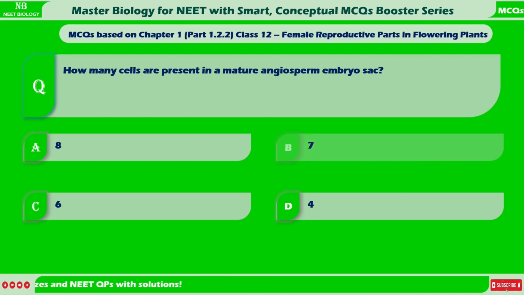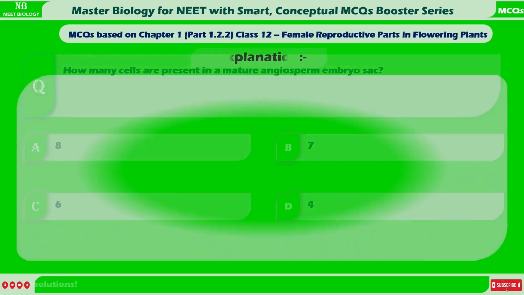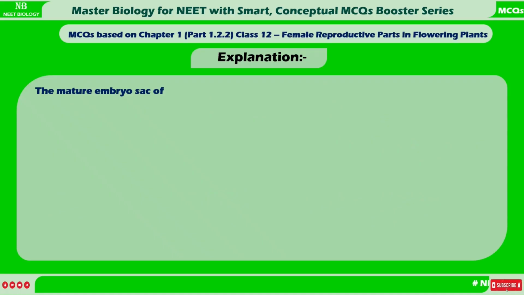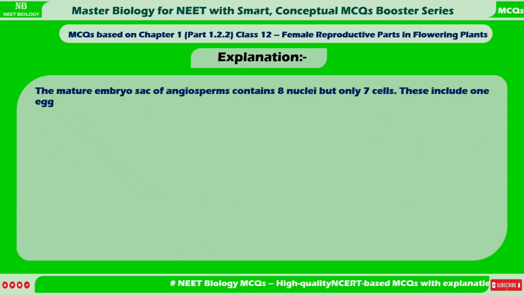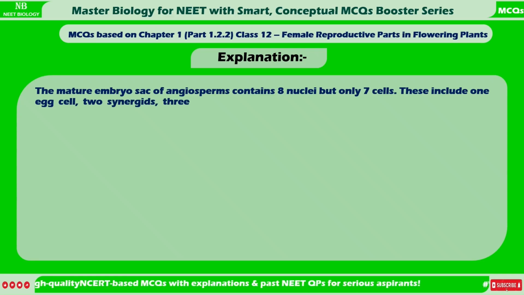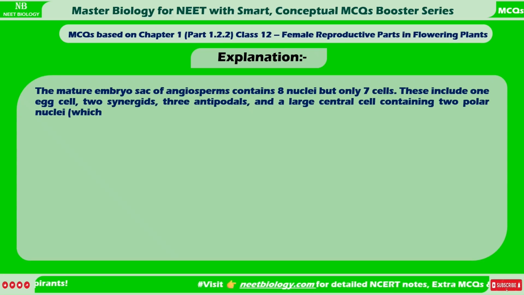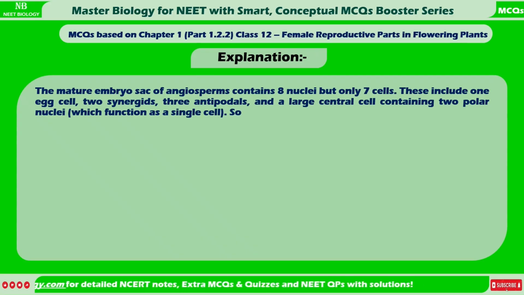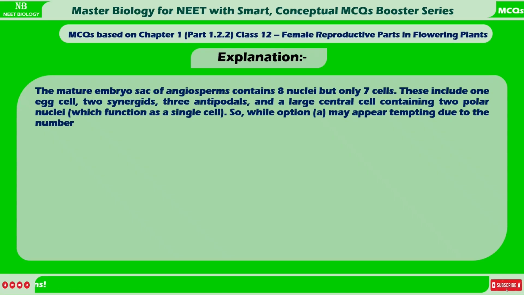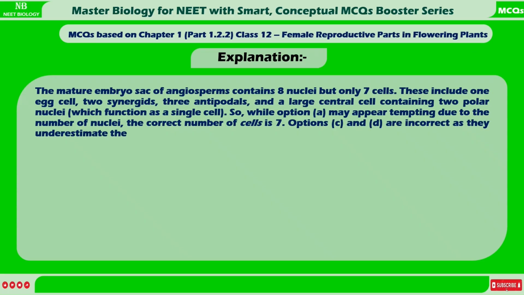Correct answer is B. 7. Explanation: the mature embryo sac of angiosperms contains 8 nuclei, but only 7 cells. These include 1 egg cell, 2 synergids, 3 antipodals, and a large central cell containing 2 polar nuclei, which function as a single cell. So, while option A may appear tempting due to the number of nuclei, the correct number of cells is 7. Options C and D are incorrect as they underestimate the actual structure.